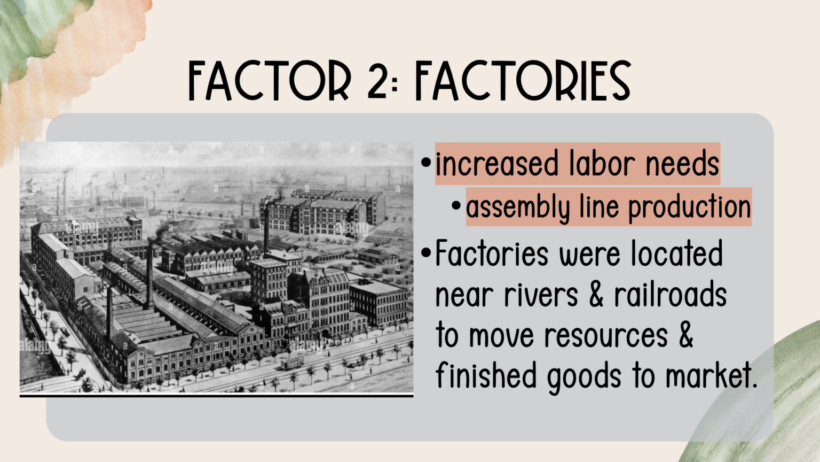And at the same time that jobs were decreasing in rural areas due to mechanization of farming, the need for people in urban areas was increasing. Factories were being built, which meant an increased need for labor. People worked on assembly lines, which gave each person a single task in the overall production and decreased the cost of production. Factories were located near rivers and railroads, so their products could be transported to markets across the country.